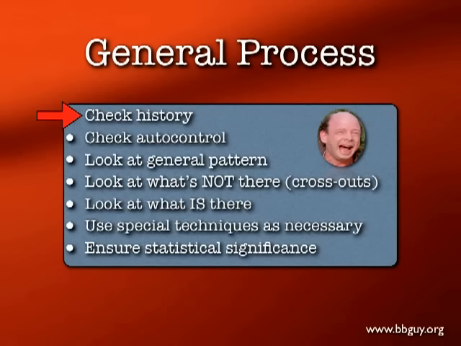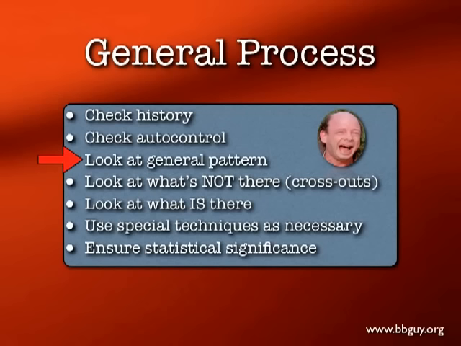As I said, the first thing I always do is check the history. That includes both the patient's history of transfusions as well as the clinical history of the patient. I always check the auto control, down at the bottom right of the panel in general, to make sure that there are no autoantibodies or antibodies against recently transfused antigens. I look at the general pattern of reaction, including seeing if I can figure out what testing platform was being used in order to analyze this antibody panel.